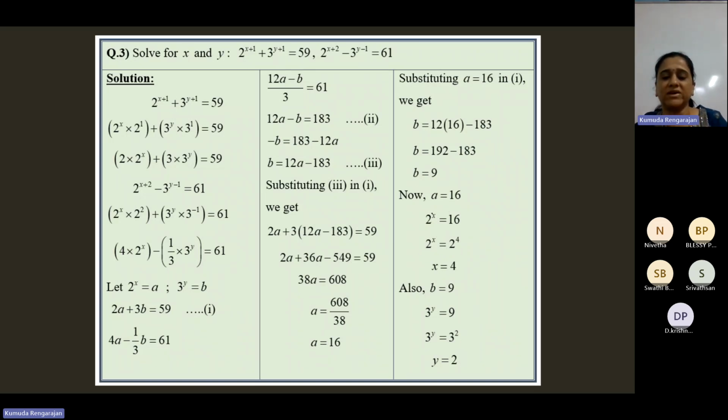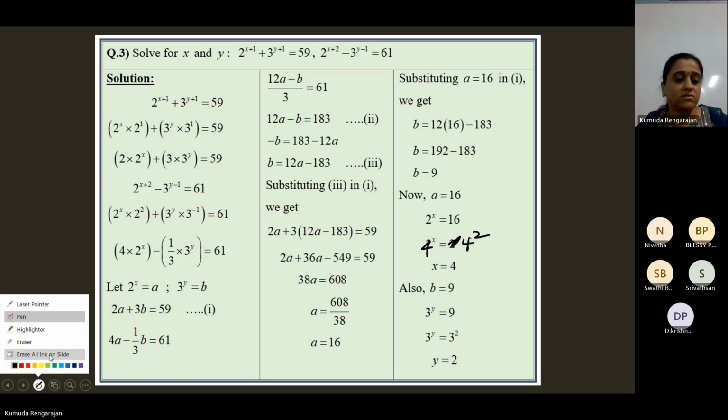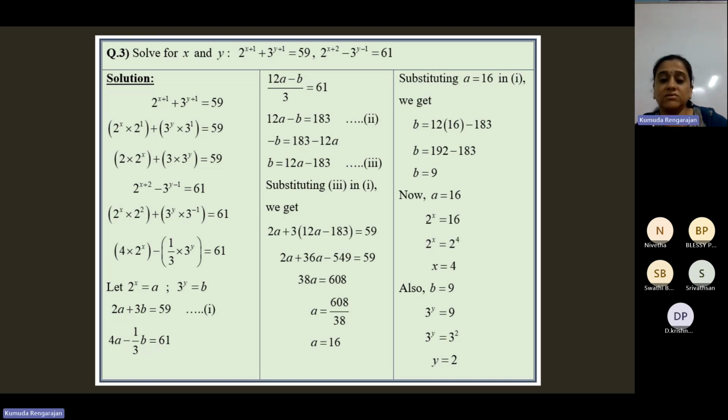Supposing it was 4 to the power x, then you must write this as 4 squared. So x is equal to 2. Sometimes, for example, you have 4 to the power x here and you have 32 here. Then write 4 also as 2 squared, the whole power x is equal to 2 to the power 5.